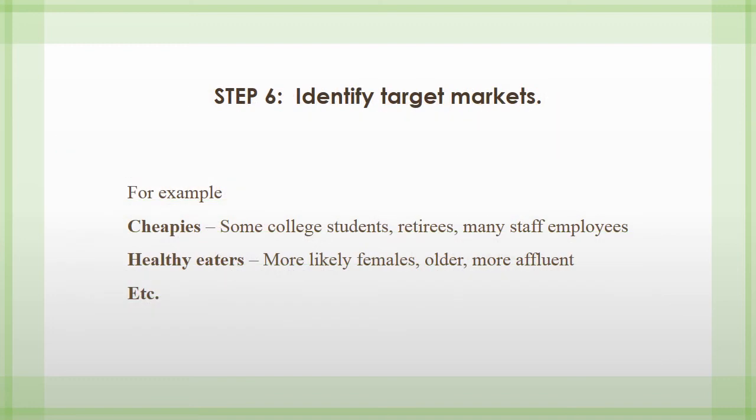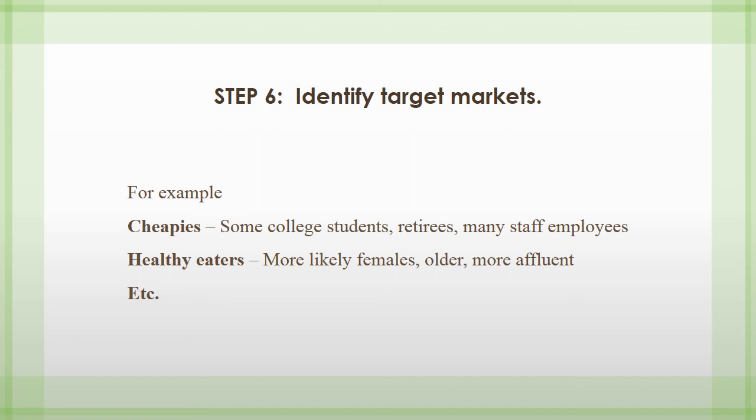Then I need to identify target markets. For instance, cheapies. Well, cheapies might be some college students, retirees, and maybe staff employees at the university that don't make much money. These are people who are operating on limited budgets, and they are probably interested in the price of the food that they're going to buy. Healthy eaters are more likely to be females, are more likely to be older, and they're more likely to be affluent.